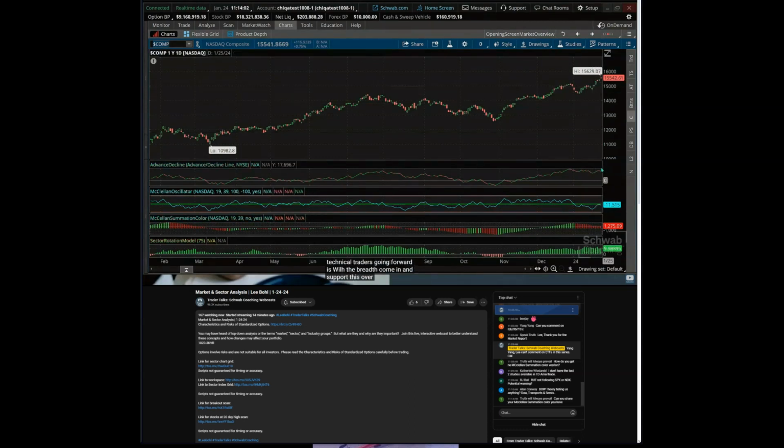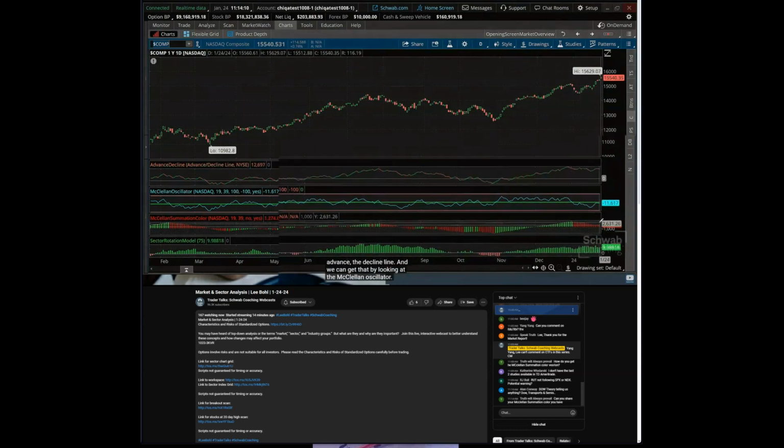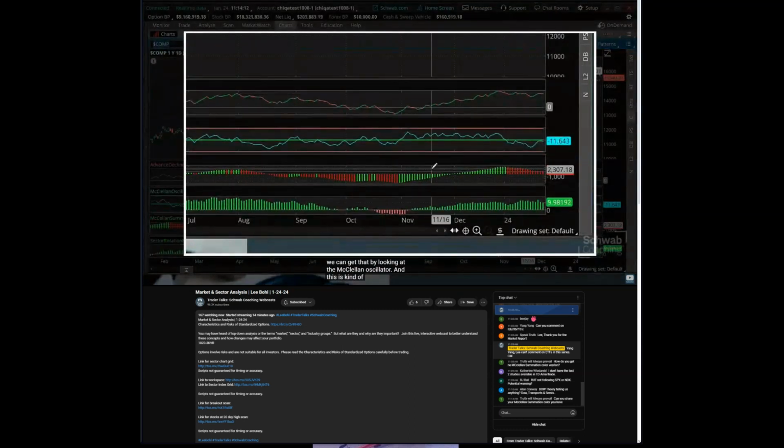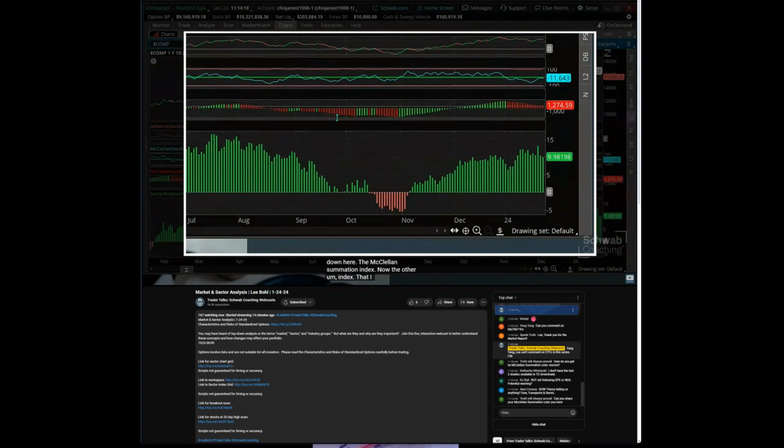And we can look at that by looking at the advance to decline line, and we can get that by looking at the McClellan oscillator. And this is kind of weak actually down here, the McClellan summation index. Now the other indicator that I have here, pull it up, is this one. We also look at this one every week.